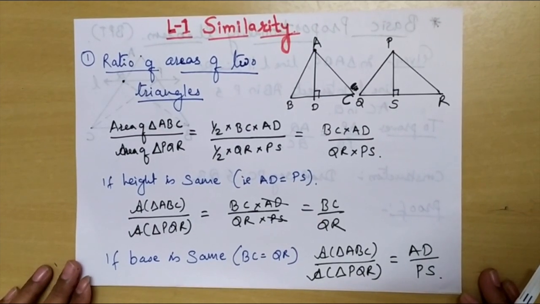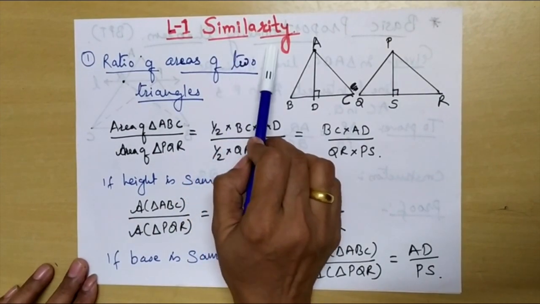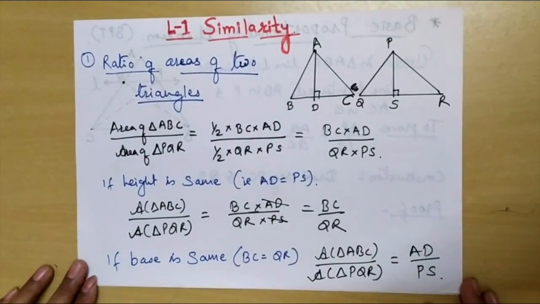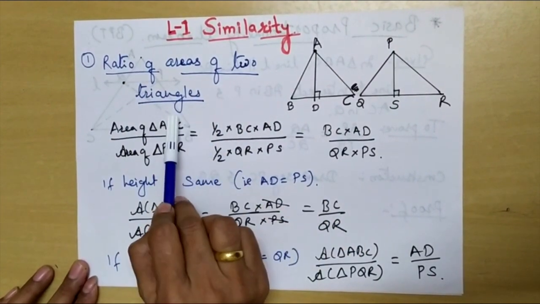Hello students, let us see today the first lesson of geometry, that is similarity. Now in that, the first point is about the ratio of areas of two triangles.